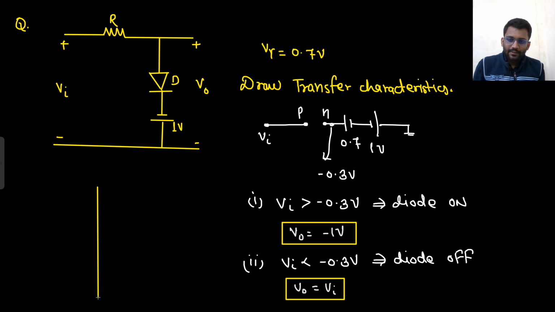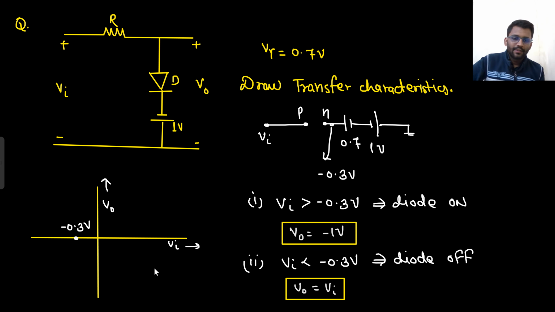So what was our transition point? Transition point is minus 0.3 volt. So for greater than that, it is always equal to minus 1.